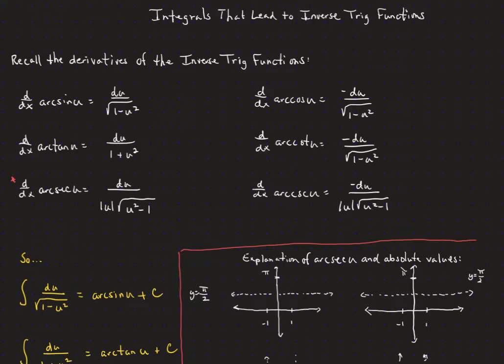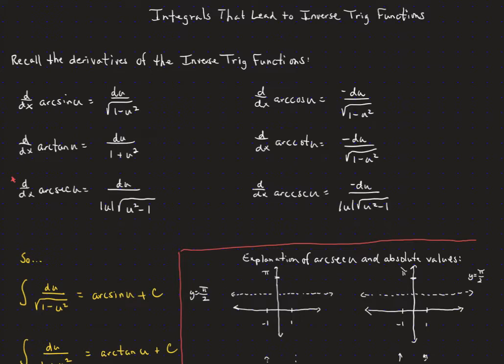The derivative of arc sine of u is du over the square root of 1 minus u squared. And going across, the derivative of arc cosine of u is just the negative du over square root of 1 minus u squared. The derivative of an arc tangent of u is du over 1 plus u squared, and the derivative of an arc cotangent is the negative of that. The derivative of an arc secant of u is du over the absolute value of u times the square root of u squared minus 1, and the derivative of arc cosecant of u is the negative of that.